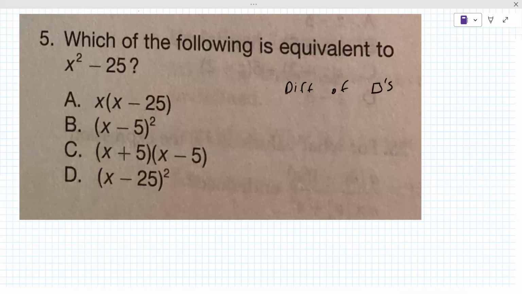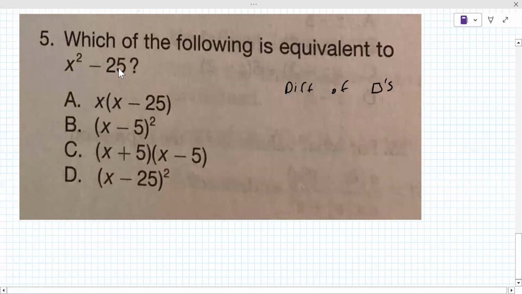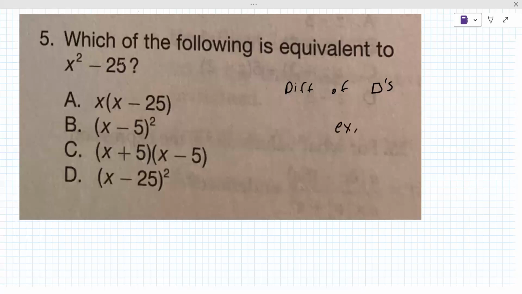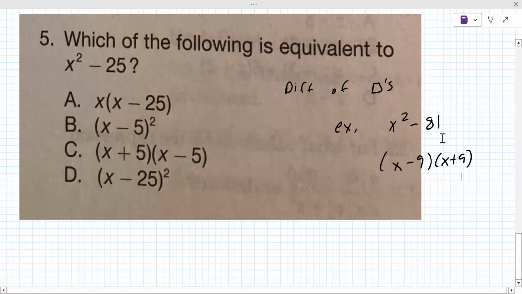Maybe the one that had to do with pi? It has to do with the 25. But the square of it? So let me give you an example. Let's say it was x squared minus 81. This becomes x minus 9, x plus 9. How is the 9 related to the 81? Yeah, because it's just the square root of it. So all of these have the same form.